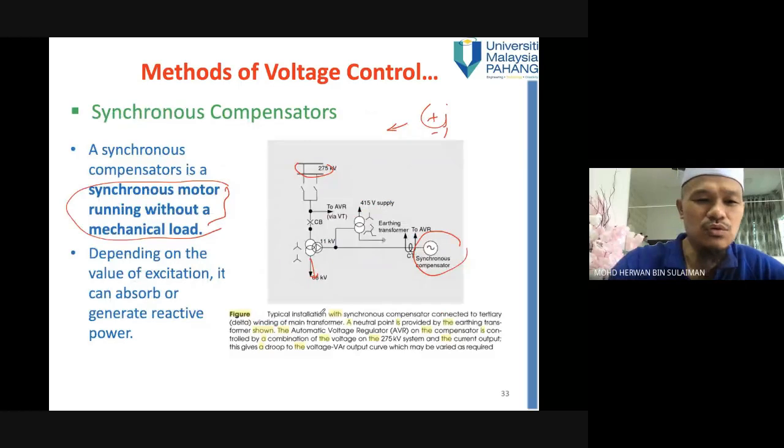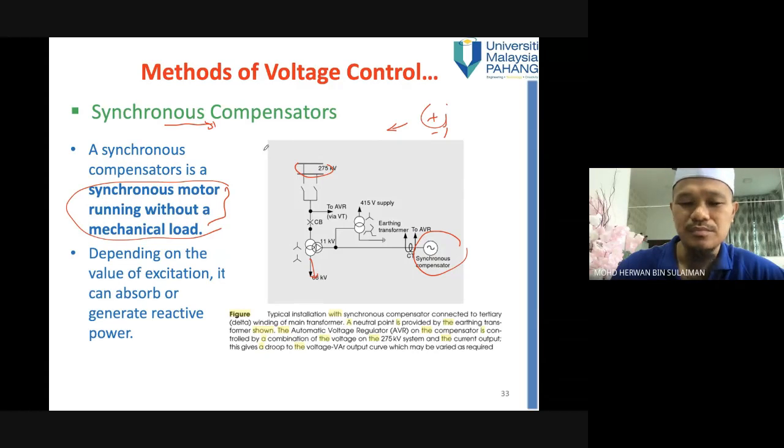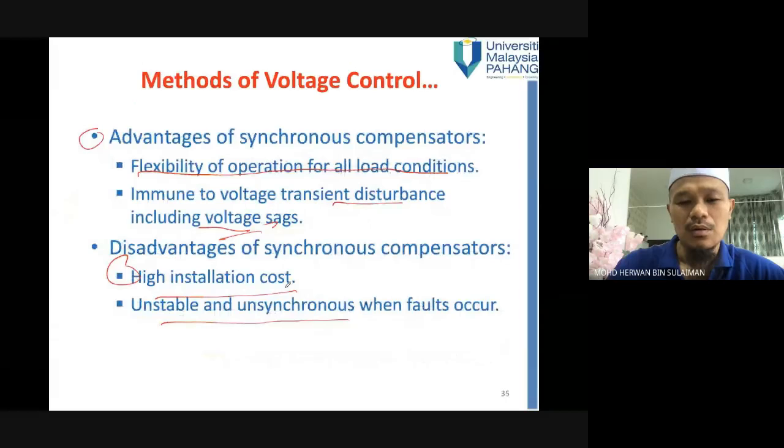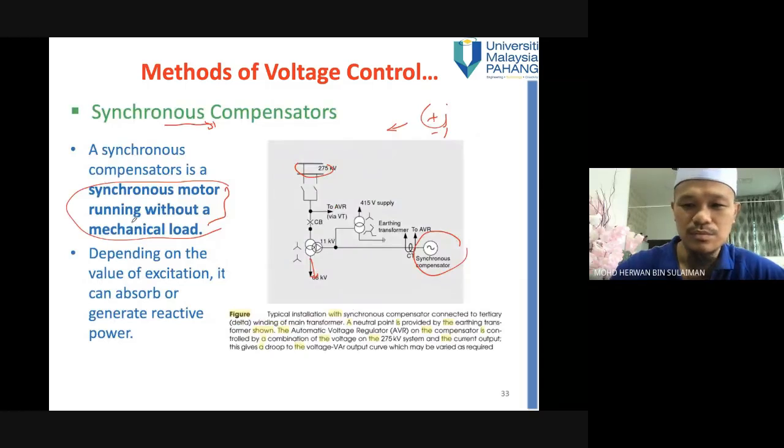We also have the synchronous compensator. What is a synchronous compensator? Basically, it's a motor without a mechanical load. Okay, this is an example of how we have the synchronous compensator. This is how we control the voltage, maintain the voltage. Never mind, we skip this one. Okay, this one you can read by yourself: the advantages of the synchronous compensator and the disadvantages. One of them is the very high installation cost because it requires a large motor. Okay, we have a motor here, right?